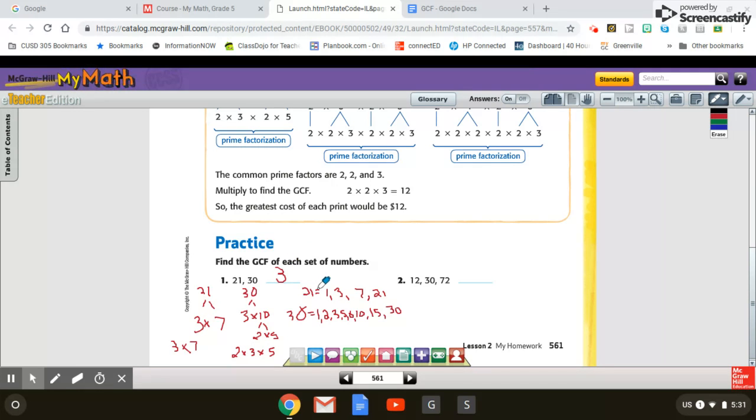Okay, here, if you list them out, you have 1 times 21, 3 times 7. 30 is 1 times 30, 2 times 15, 3 times 10, 5 times 6. If you look at the list, they've got a 1 in common and a 3 in common, so the greatest common factor would be 3. Okay, go ahead and do either way you want to for number 2.